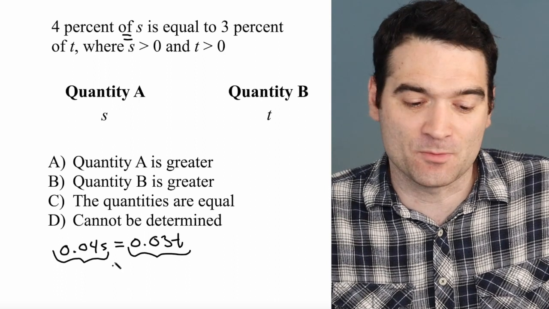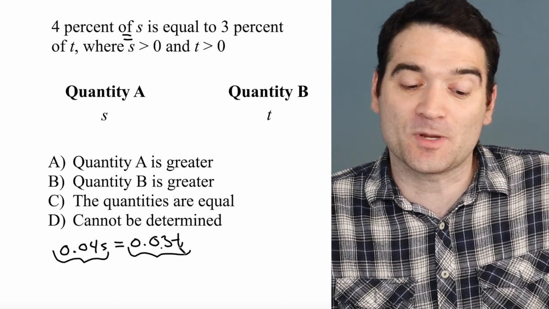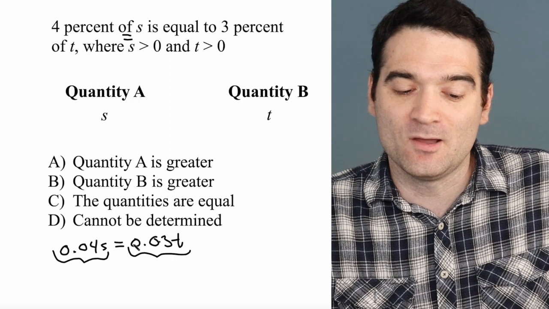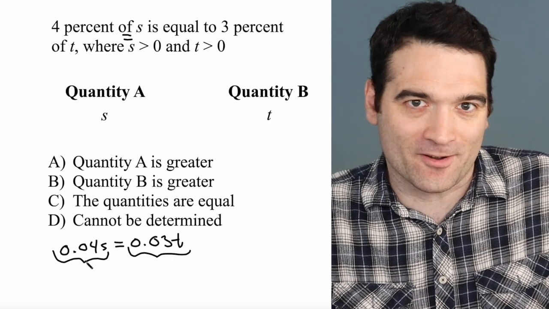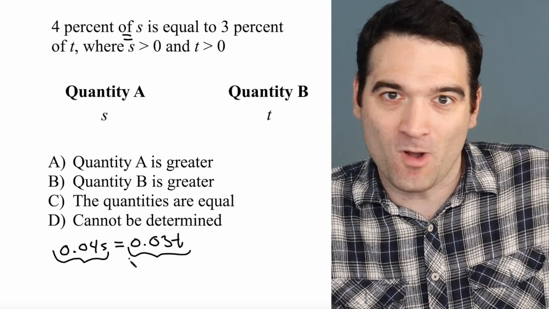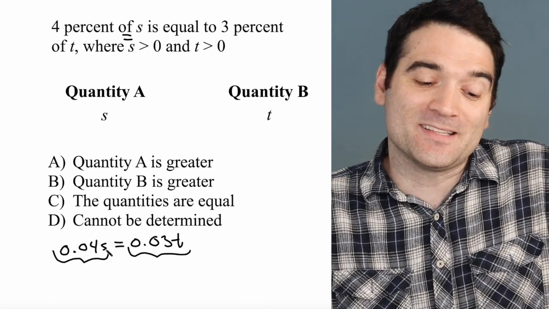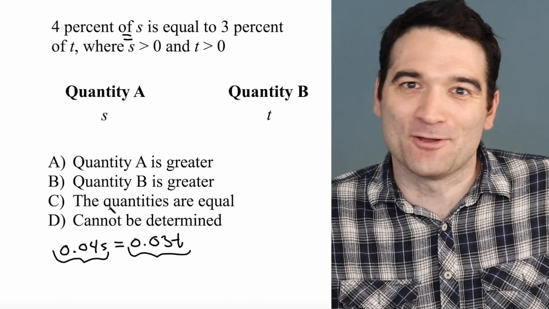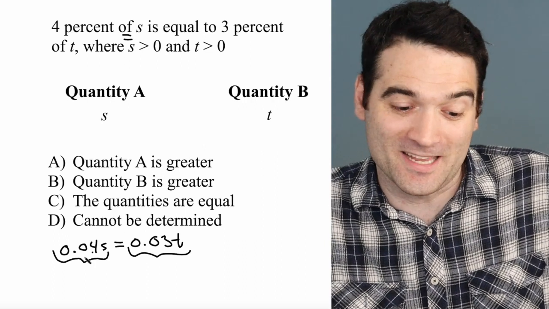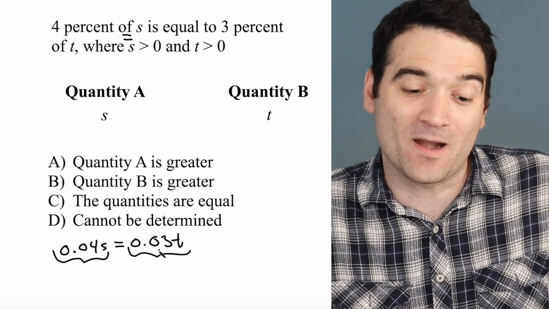Another way to think about this would be if they were equal to each other, if S were equal to T, if they were 1 and 1, well then this left side would be greater, right? But that's not what we want. We don't want the left side to be greater. We want them to be equal. So that means that S needs to tone itself down a little, or be a little smaller than T, in order to make these two quantities equal.